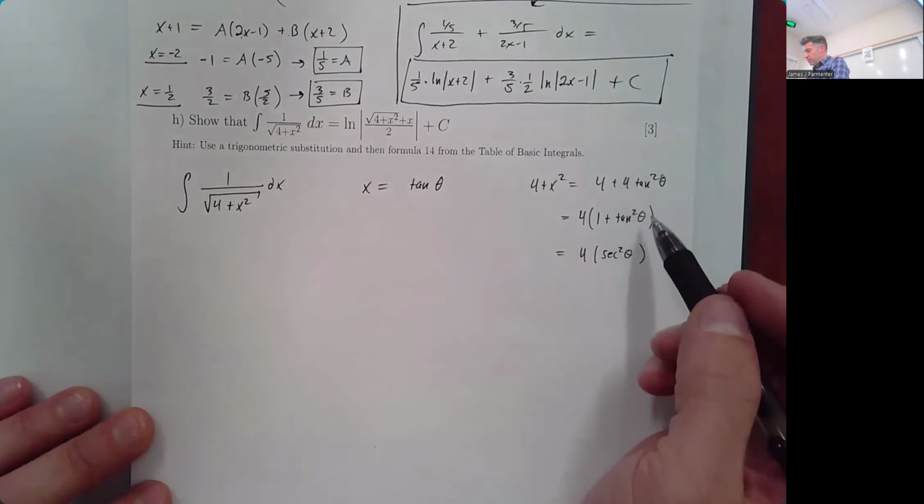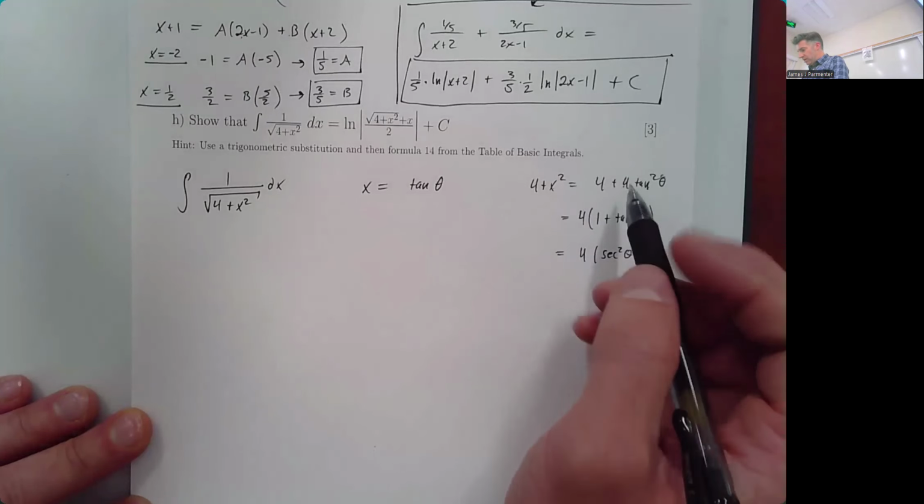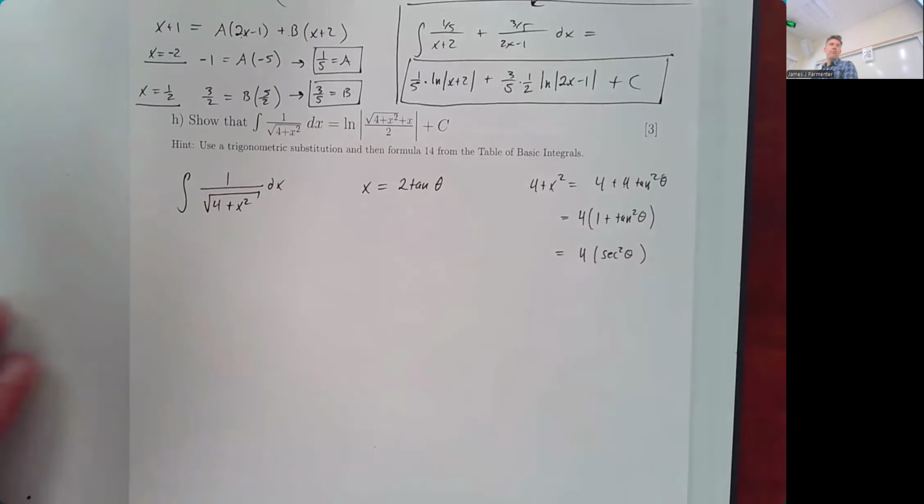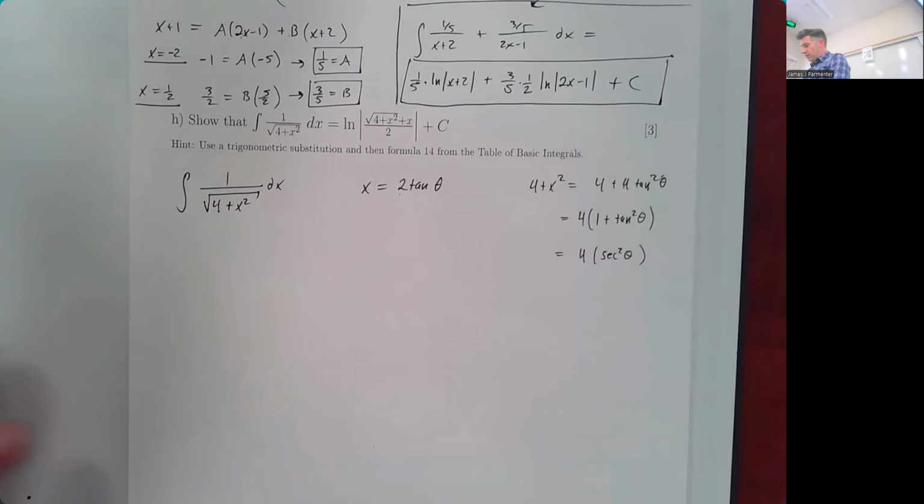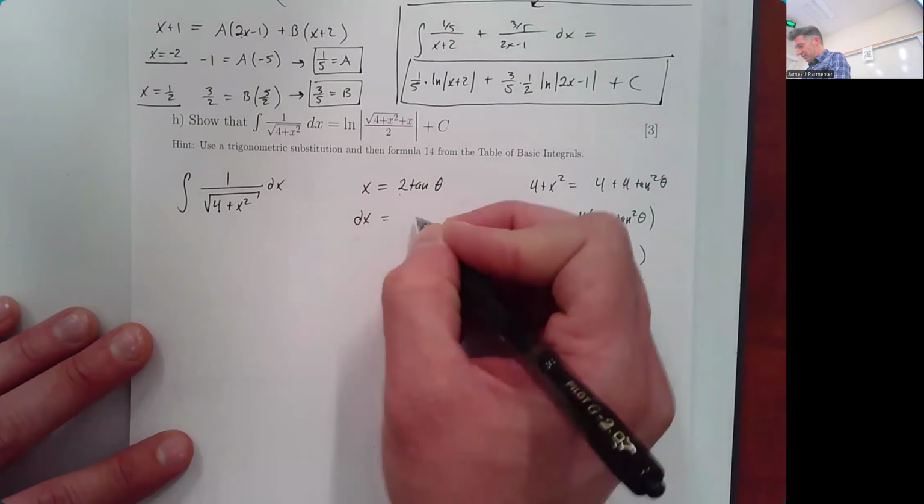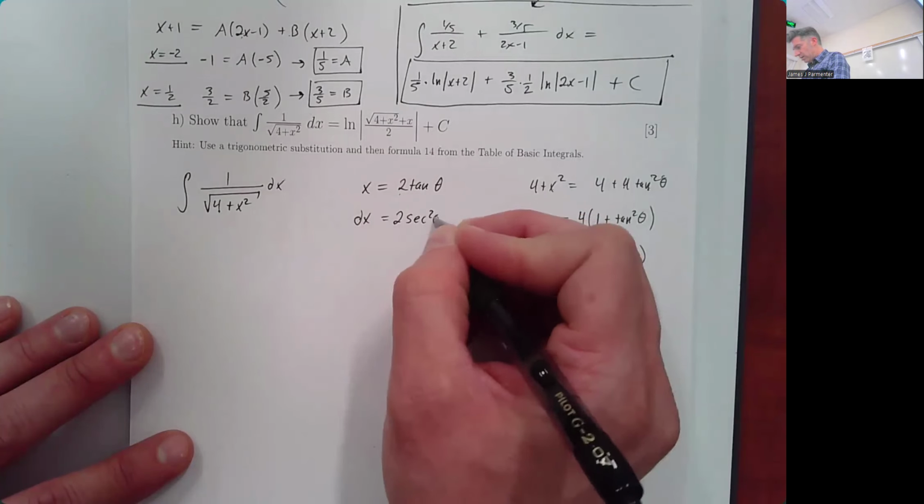So to make this happen, it looks like x squared has to be 4 tangent squared, so x better be 2 times tangent theta. The coefficient here is always just the square root of that constant there. And then we also have to find dx. dx is equal to the derivative of 2 tangent theta, which is 2 secant squared theta d theta.